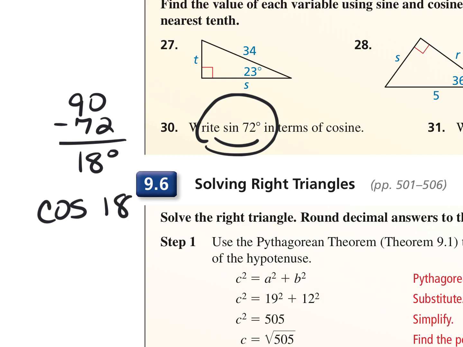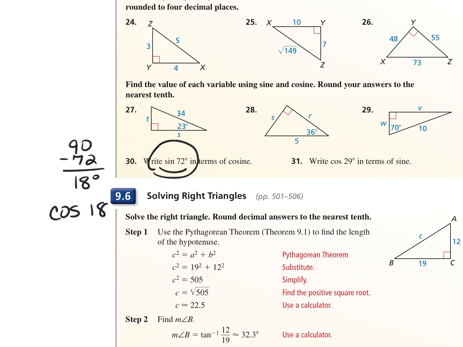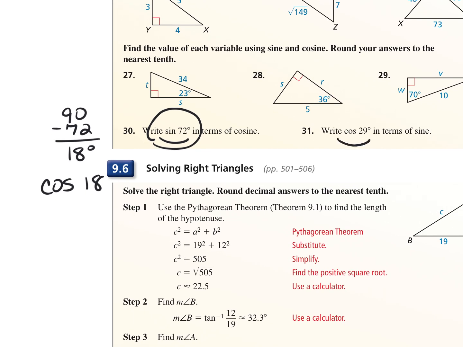This is like a gift, okay? Or number 31, if they give it to you in cosine, you take 90, subtract the angle that was given. So 90 minus 29. And then you're going to rewrite it now with sine, but put 61. Because these are complements, and the sine of one angle is going to be the same as the cosine of its complement. So be able to do this tomorrow.